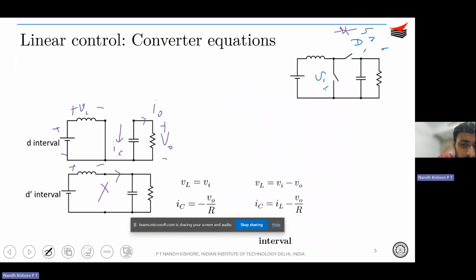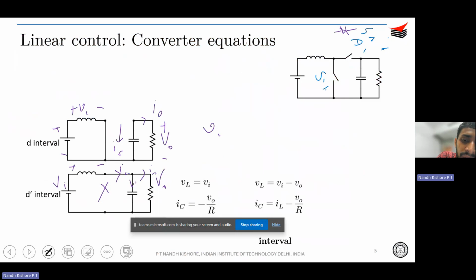You just see the potentials over here. You have V naught over here and VI over here, right? So VL is going to be VI minus V naught, and what is your IC? IC is going to be IL minus V naught by R, right? So this is your IL. So IL minus I naught, or IL minus V naught by R. So that's why I have called this the D dash interval. So you have two distinct expressions for VL and IC.